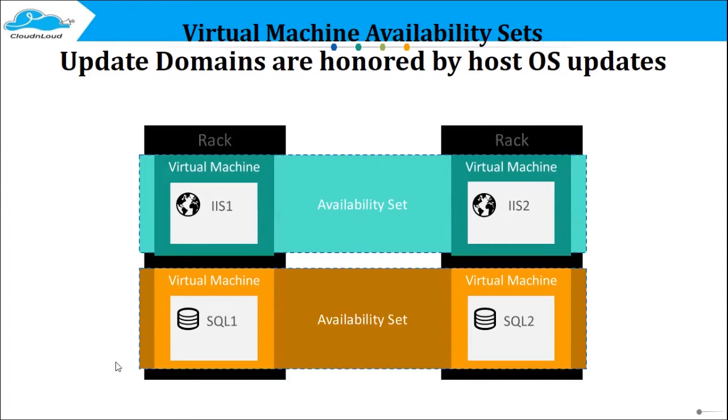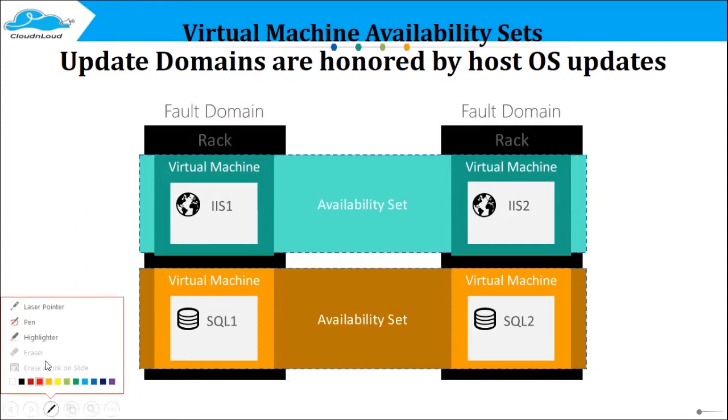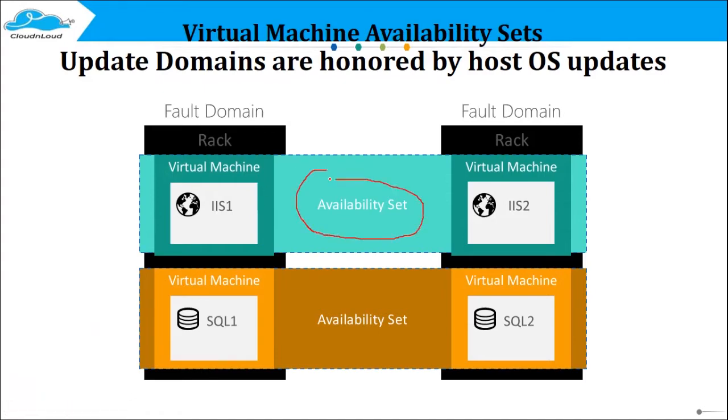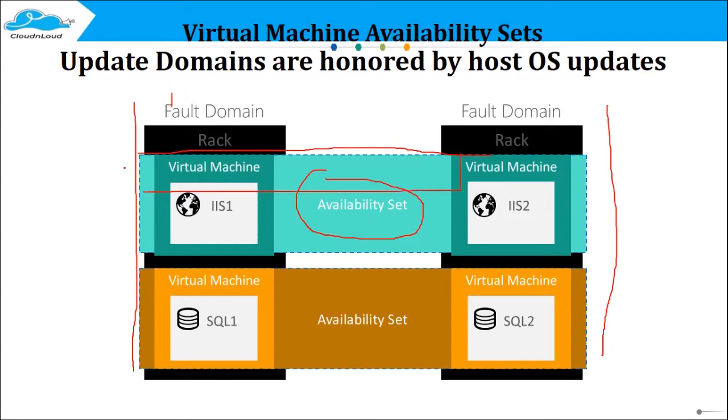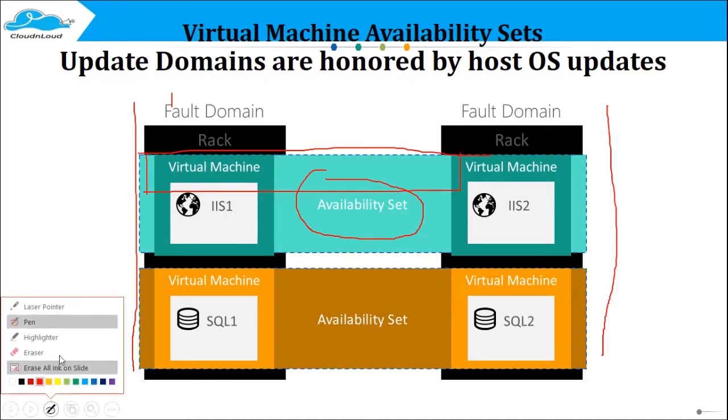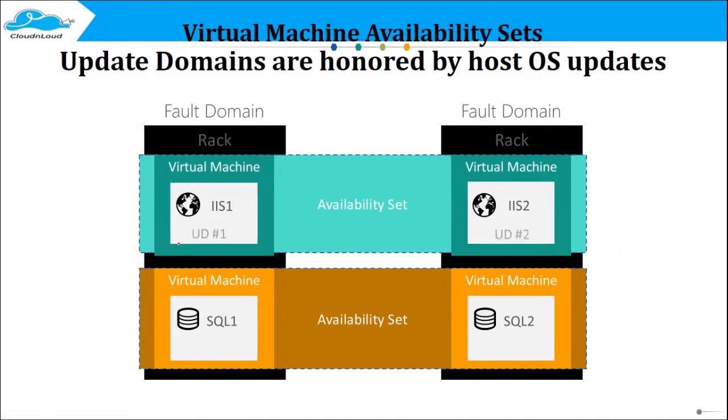See here, the availability set is going to be across the racks. This is the complete physical hardware rack, and in the rack you have servers, right? In this we have to create the necessary update domains. So this is how Azure is helping us to achieve all this.